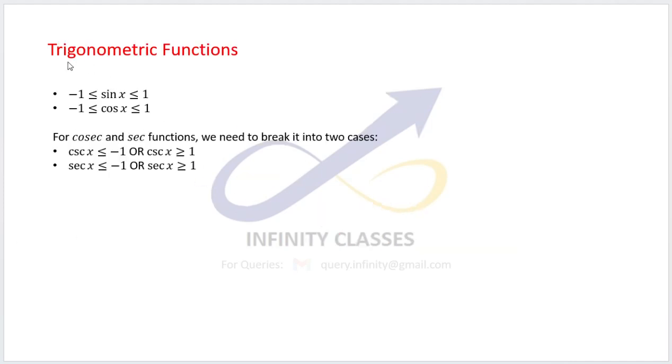The last part is the trigonometric functions. We have to be a bit more careful here. We can easily solve these inequalities, etc., because we know that sin x is going to be between minus 1 and 1, cos x is going to be between minus 1 and 1, and cosec and sec follow less than or equal to minus 1 or greater than or equal to 1, right? So such kind of inequalities can also be solved, but we have to be a little bit more careful because these have these conditions in it.